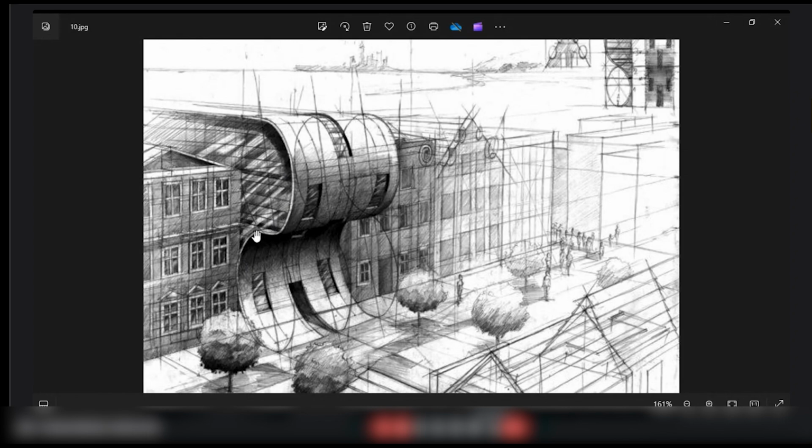Correct? What else can you guys observe when we talk about contrast in our particular sketch?